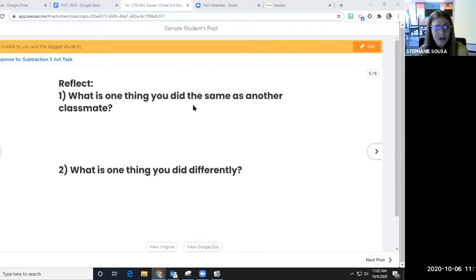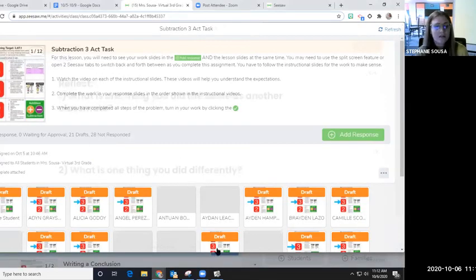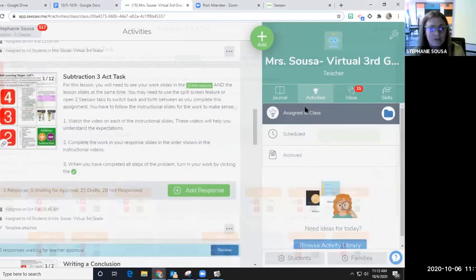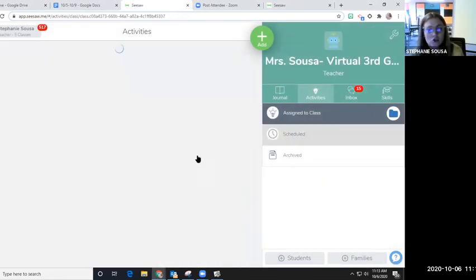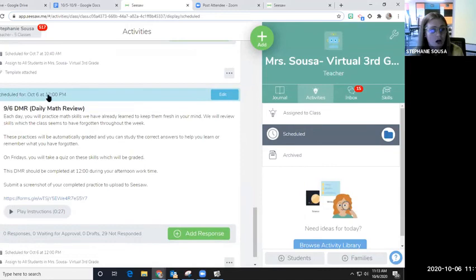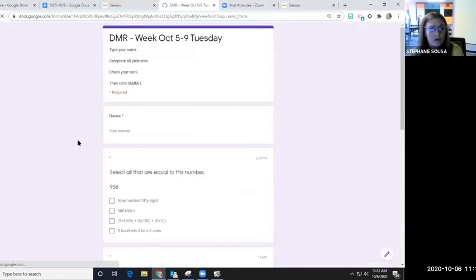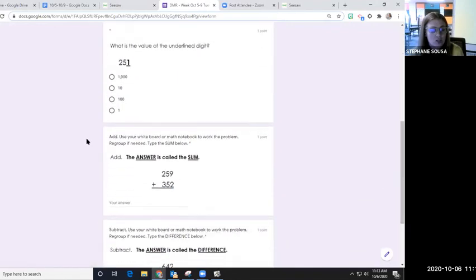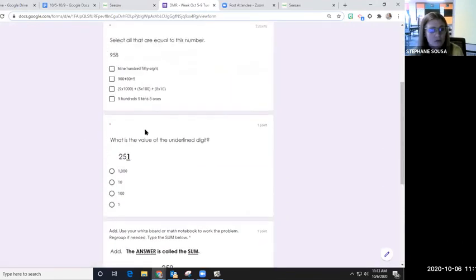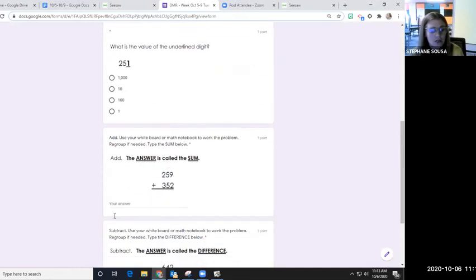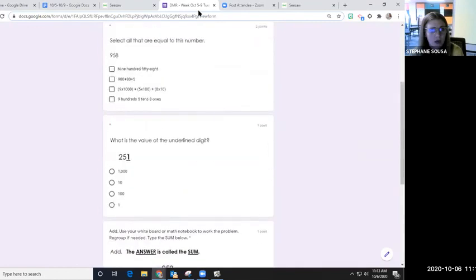One, I want to remind you that you will have a DMR that will be released to you on Seesaw. So when you go to click that check to turn that in today, guys. So on your 3-act task, now that we're done, when you finished up your work, you can hit the check. In your activities at 12 o'clock, you will get your DMR. It looks like this. Just like yesterday, you're going to click on that link and it will open up the form for you that has 4 questions. Again, it's just like what we have been doing. It's going to have number forms, the value, addition, and subtraction. So at 12 o'clock, that will unleash to you and you can work on your DMR.